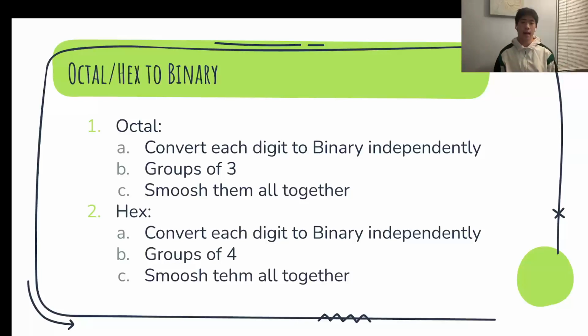All right. Now to do the other way, to convert from octal and hex to binary, it's the same thing. You just convert each digit independently and make sure for octal that they're in groups of 3, and for hex, they're in groups of 4. So add some zeros in the beginning. And yeah, just smush them all together.